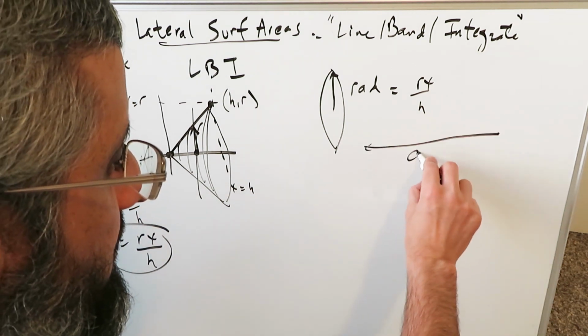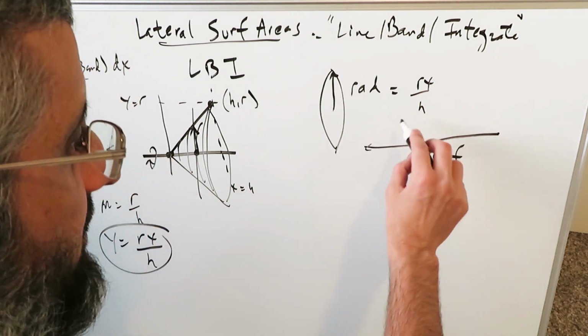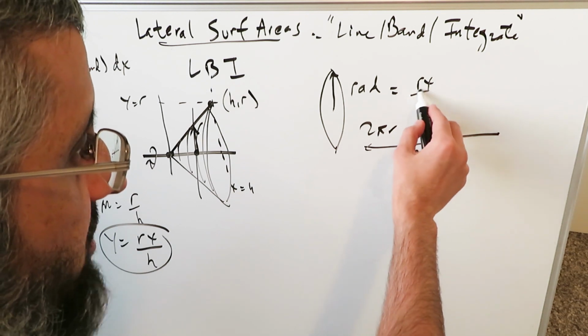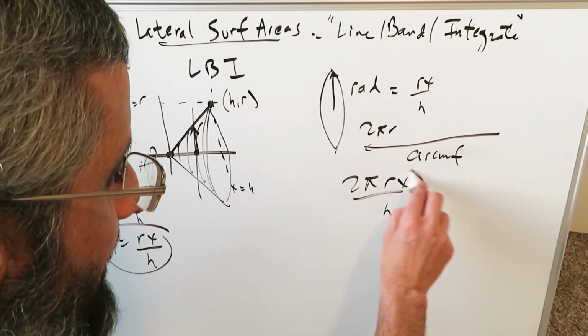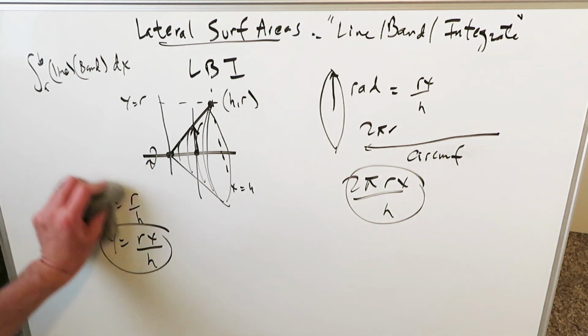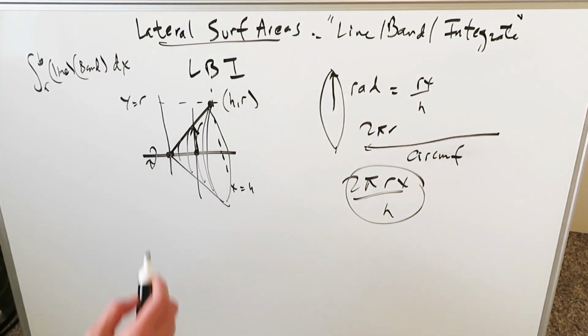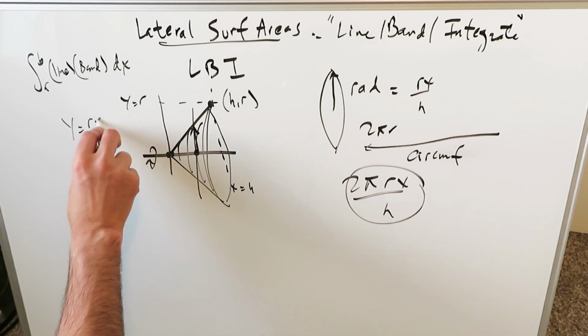When you cut it open, you're determining a certain circumference, and you can do that: 2 pi r. 2 pi rx over h. That's my circumference, 2 pi rx over h. I'll save this. I have it. We don't need to have this anymore. I'll bring it right over here. y was equal to rx over h.